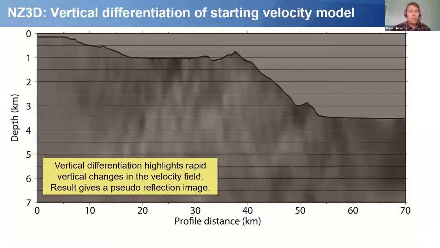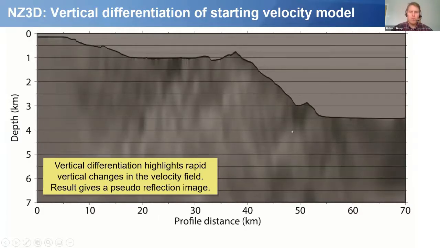So reflections come from velocity contrasts in the subsurface. So the higher the contrast, the brighter the image. So what we actually do to image these reflections within the velocity model is just to do a downward differentiation. So here we can see a downward differentiation of the starting model. Obviously the biggest contrast is at the seafloor, going from water velocity to rock velocity.